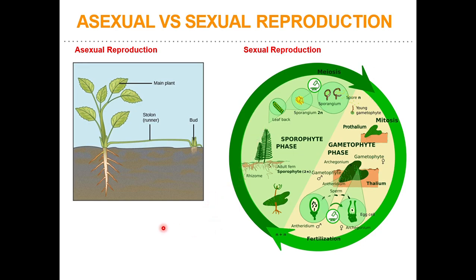So this figure shows a mode of asexual reproduction, which is through the vegetative parts, the stolon or runner. And this figure shows sexual reproduction, which involves the sporophyte phase and gametophyte phase throughout the lifetime.